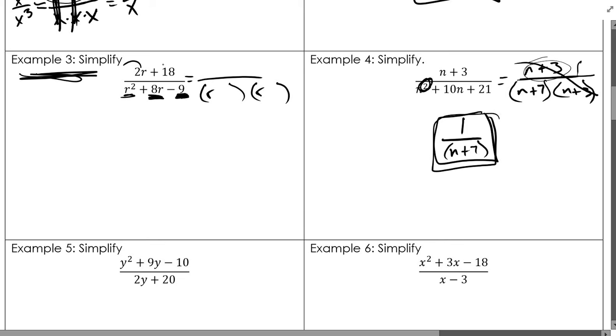Let's factor this top. We've got to see what they both have in common. What can both 2 and 18 be divided by? 2. When you divide 2r by 2, you're only going to be left with the r. And then when you divide 18 by 2, you're going to be left with 9. Now, since we're simplifying, you should know that if this is one of your parentheses, one of these on bottom should match it because we're going to try and simplify them.